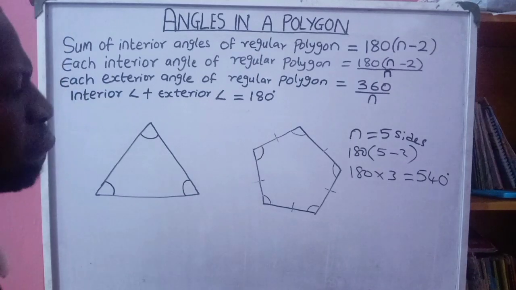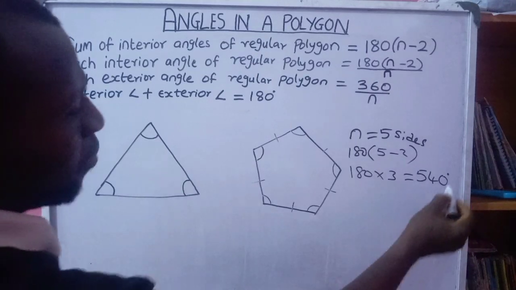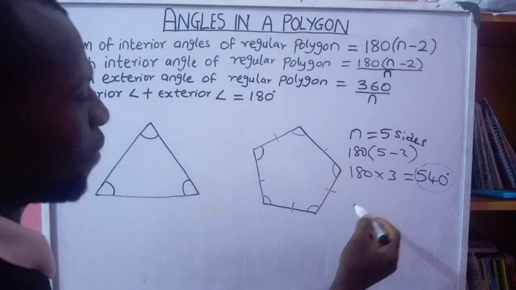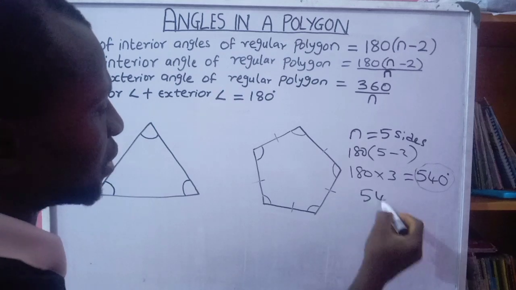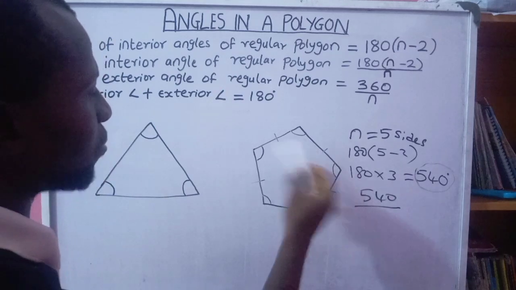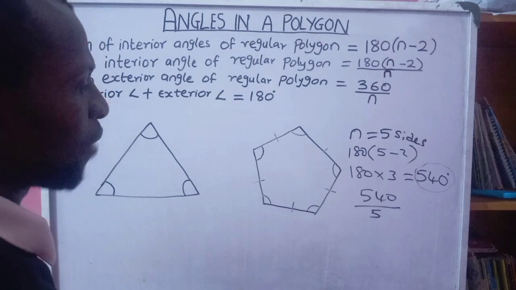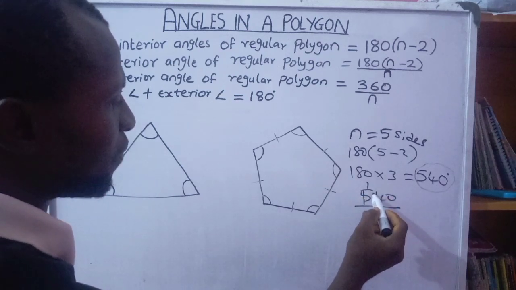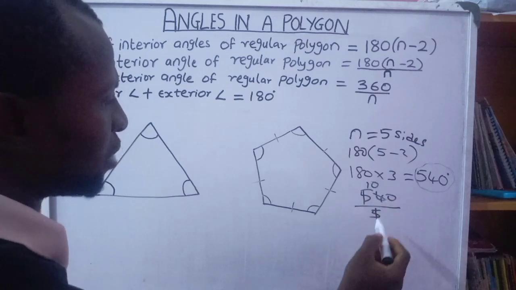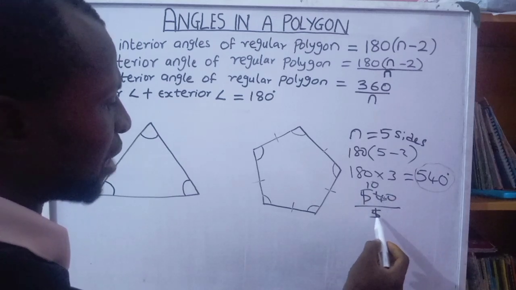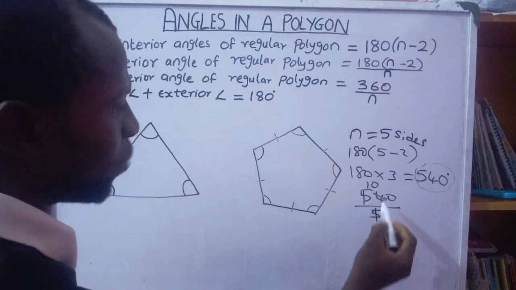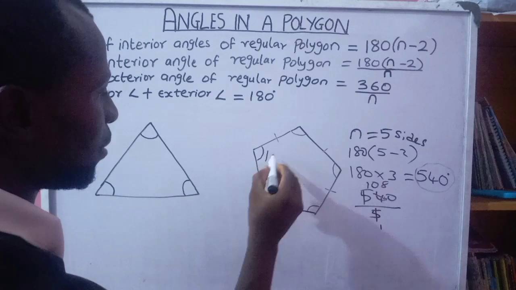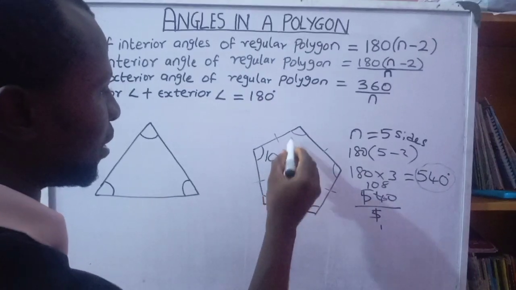So when we want to determine each of the angles, we take the sum of the interior angles of the pentagon, that is 540, and divide it by the number of sides, which is 5. When we do that, what do we have? 5 cancels 5, 1. Then 5 divided into 4 cannot go, that will be 0. Then carrying the 4 to this side, 5 divided into 40 gives us what? That will be 8. So therefore, each of these angles will be 108 degrees.